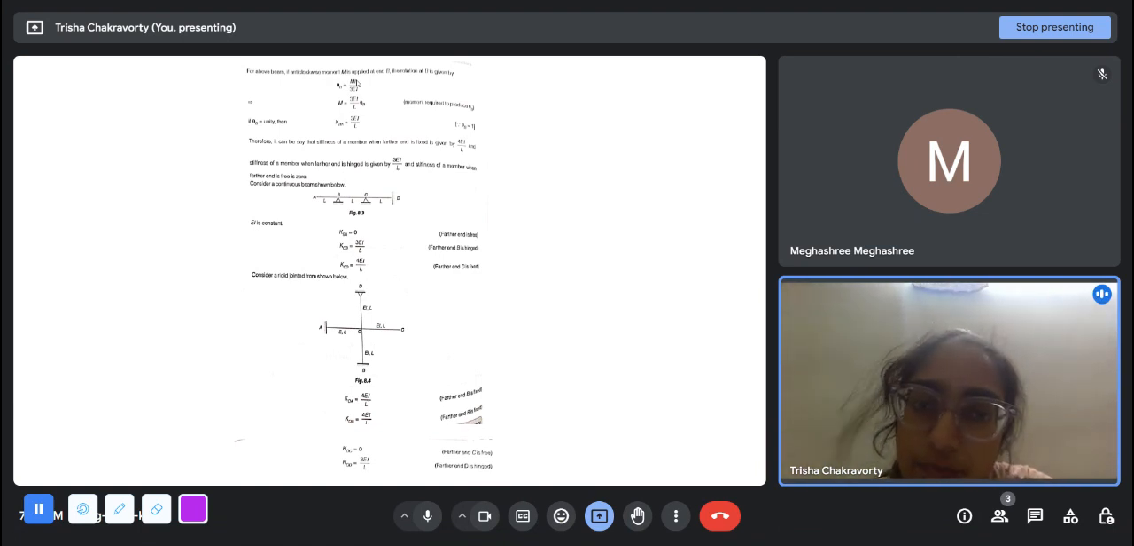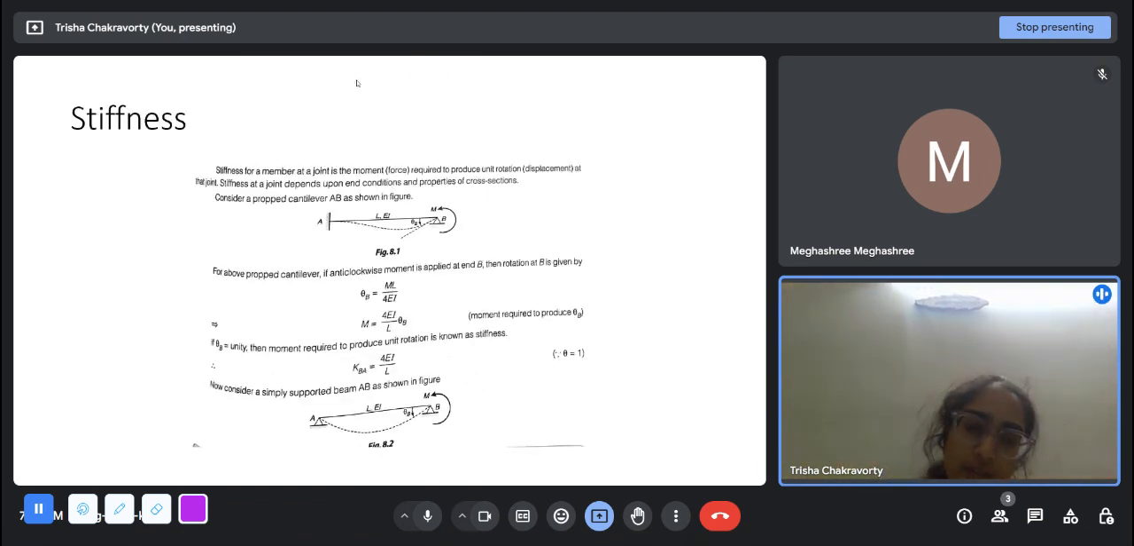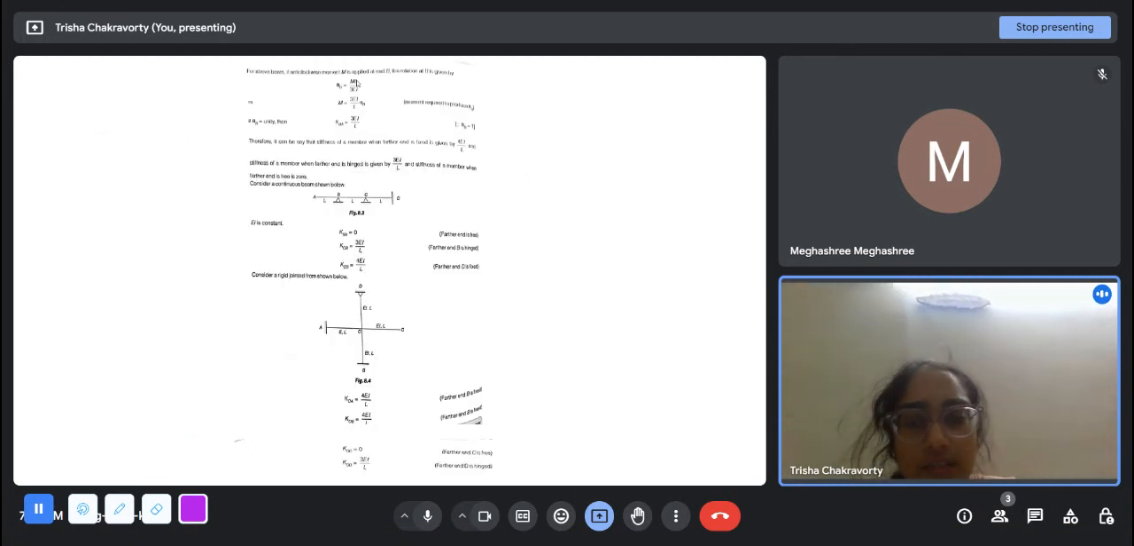Therefore, it is said that the stiffness of a member when the farther end is fixed is given by 4EI by L, and the stiffness of a member when the farther end is hinged is given by 3EI by L. And the stiffness of a member when the farther end is free is 0. Of course, if the other end is free, there will be no stiffness generated. So these two values, 4EI by L and 3EI by L, are important in the moment distribution context.